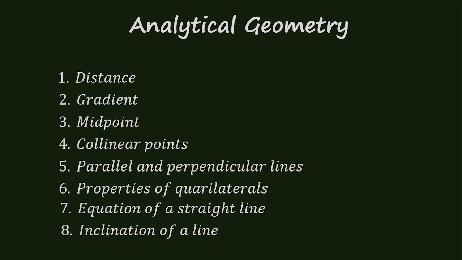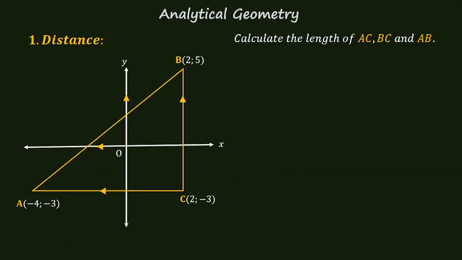Let us start right away with the distance between 2 points. These concepts have already been covered in grade 10, so what I am going to do is to demonstrate how to find the length or the distance between 2 points with examples. In this example that we are given, we are required to calculate the length of AC, BC, and AB. Here is AC, BC, and then the length of AB.